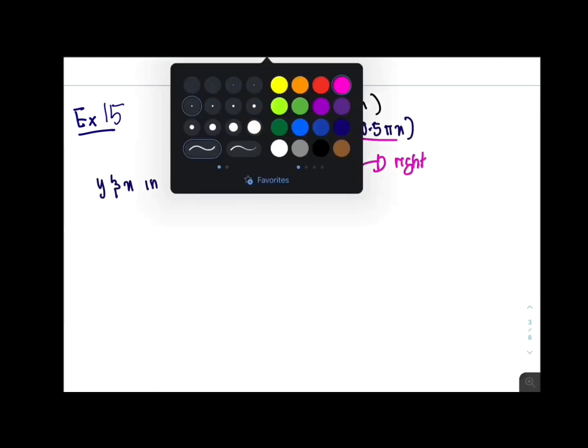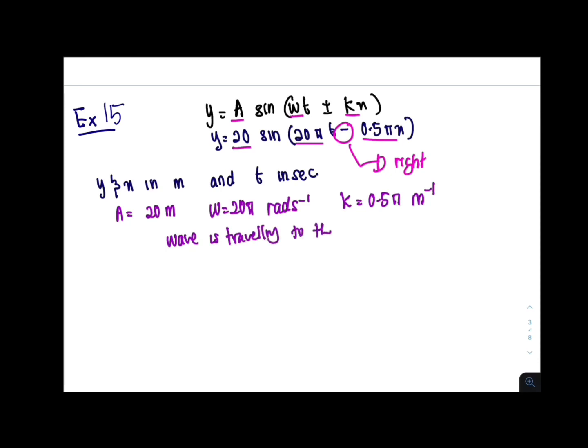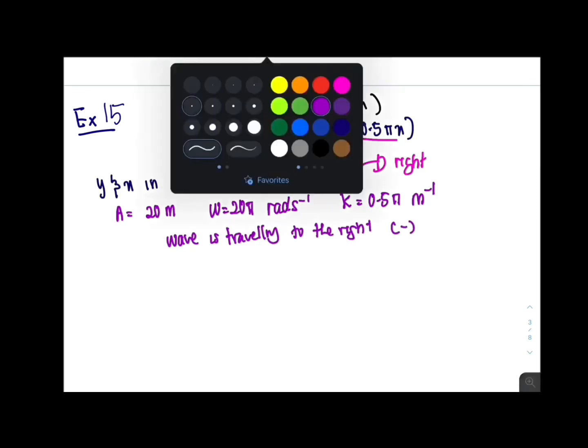So now I can write all the information I have: A equals 20 meters, omega equals 20 pi radians per second, and my k equals 0.5 pi m to the power of negative 1. This is the unit for wave number. And the wave is traveling to the right, as the equation has a negative sign.